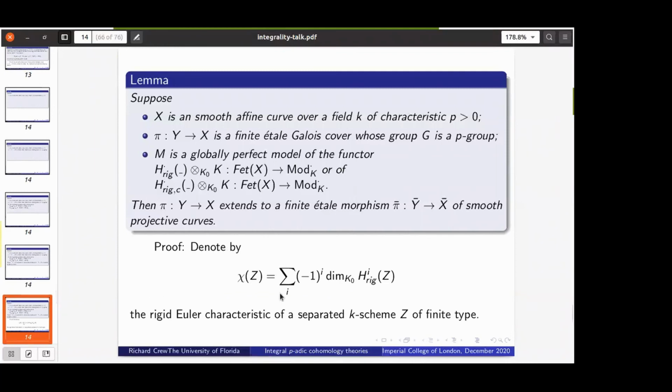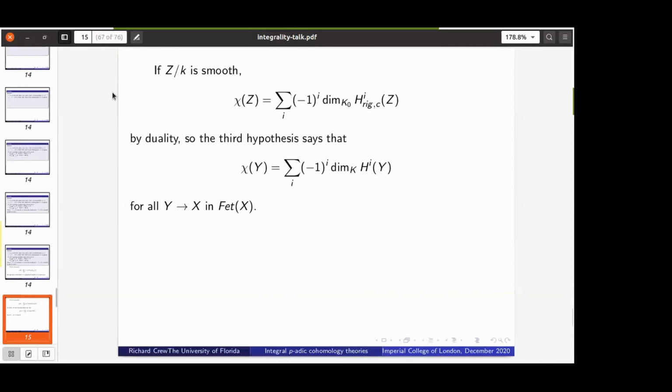Okay, so as usual, I will denote by chi of Z the rigid Euler characteristic of a separated K-scheme Z of finite type. If Z happens to be smooth, then chi of Z is also the alternating sum of the K dimensions of the rigid cohomology groups with compact support. That's just duality. So in this case, the third hypothesis of the lemma says that I can compute the Euler characteristic of Y, for any Y going to X in the finite étale site, as the alternating sum of the K dimensions of this theory.